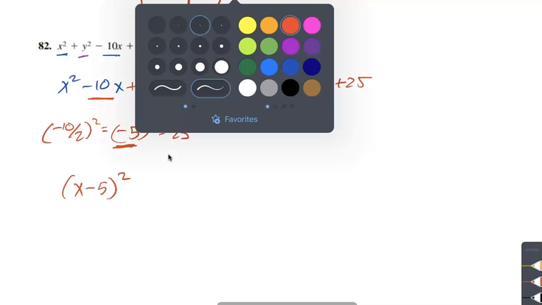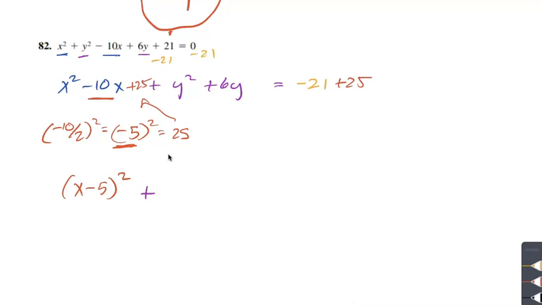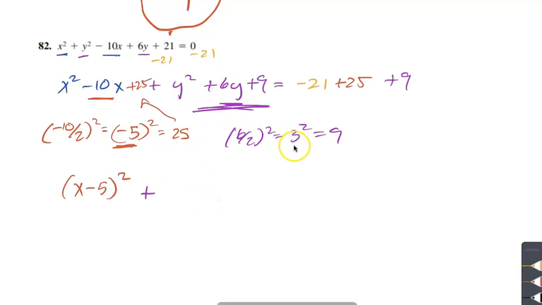Okay, let's move on to the y's. So plus. We'll do the same thing here. I get the middle term divided by 2 and square it. So I get 3 squared, which is 9. We're going to add 9 here, and whatever I add there, I have to add here also. Again, before I move on, I'm going to factor this side. It factors perfectly. It's going to be y plus 3 squared. Equals, let's add all this up. -21 plus 25 is 4, and then 4 plus 9 is 13.